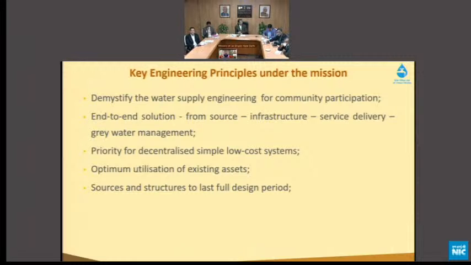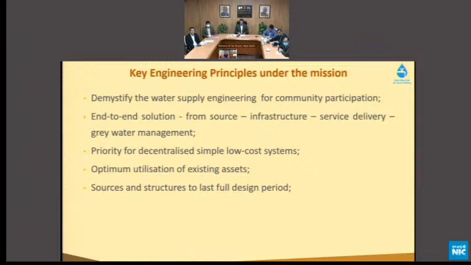The second is end-to-end solution from source to creation of infrastructure to service delivery, which was again emphasized upon. The program is not about infrastructure creation but about service delivery and even beyond grey water management so that the villages do not have the cesspools of wastewater that gets generated because of additional water supply.